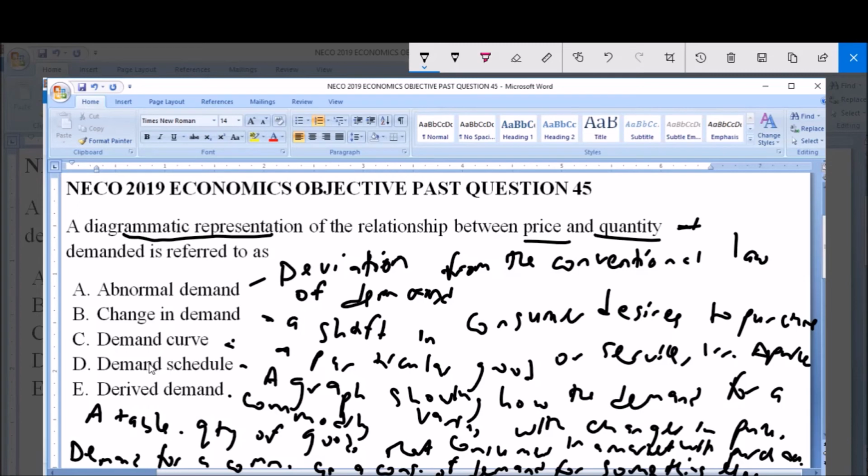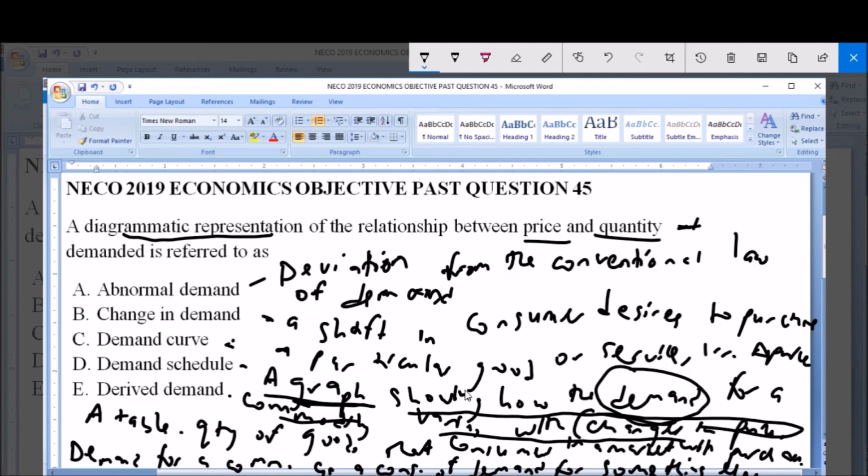Now, from the definitions we have given, option C, demand curve, we defined as a graph or a diagram showing how the demand for a commodity varies with changes in price. So it exhibits how demand of a commodity is related to the changes in price. So the correct answer is option C, which is demand curve, as it represents the relationship between price and quantity in a diagrammatic form.